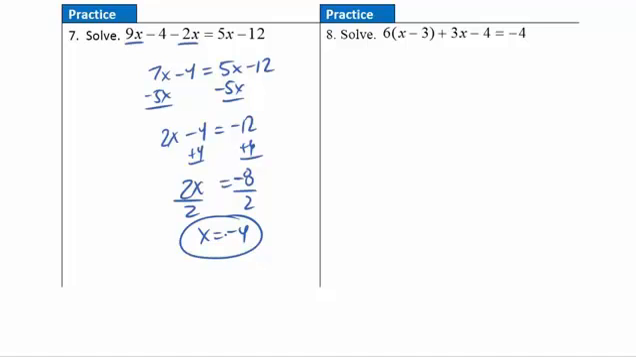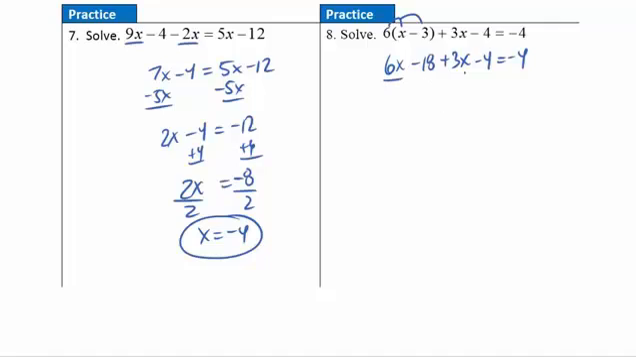Okay, question 8. Lots to simplify on the left side here. First, I would start by distributing the 6 and writing everything else down. Now, it's real important to write down each of these steps because there's too much information to try to keep track of in your head at this point.